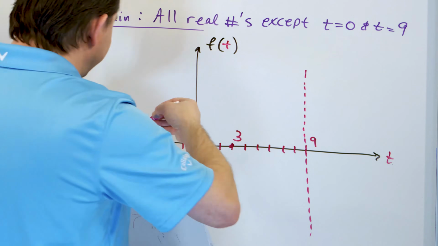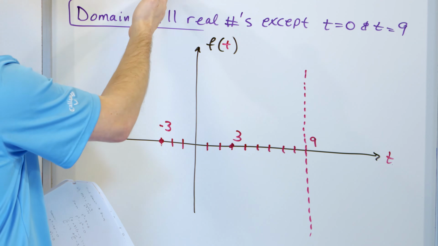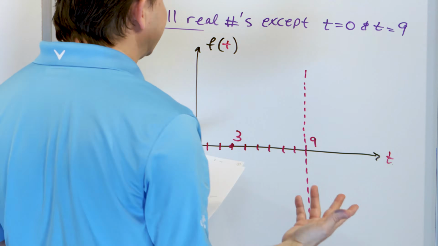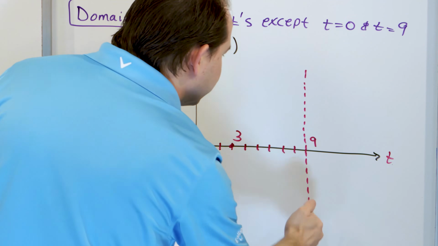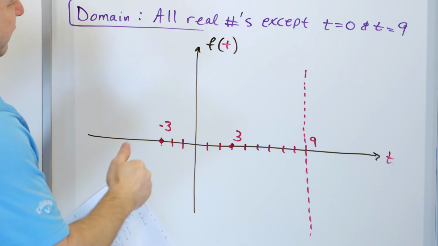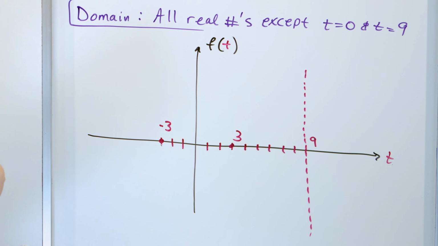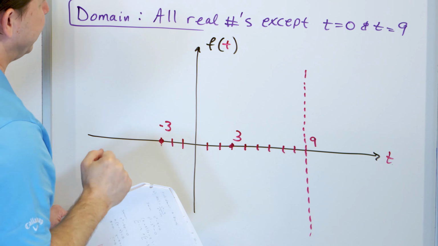Why do I know it's a vertical asymptote? Because at 9, the function is going to blow up to either positive or negative infinity. And so it's never going to reach this dotted line, but it's going to get infinitely close to the dotted line. So you just put a vertical line there. So at 9, there's one of those asymptotes.